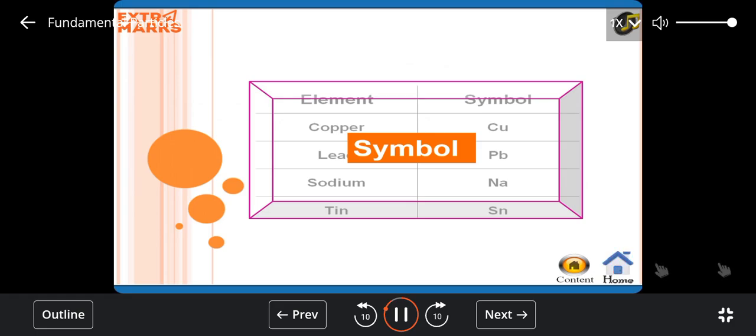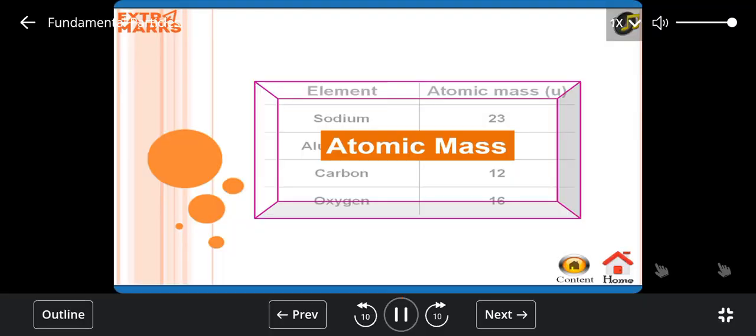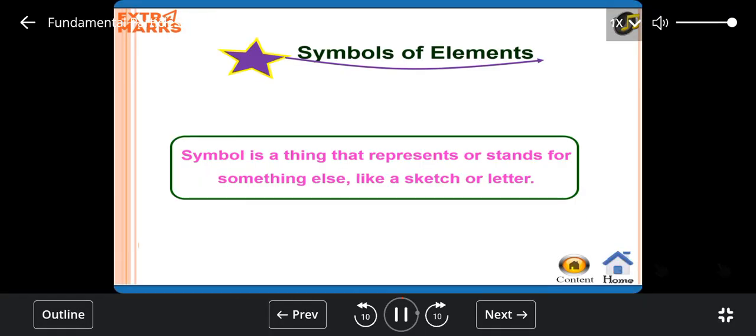Symbol. Atomic mass. Symbol is a thing that represents or stands for something else, like a sketch or letter. The upcoming animation will throw more light about symbols of elements.